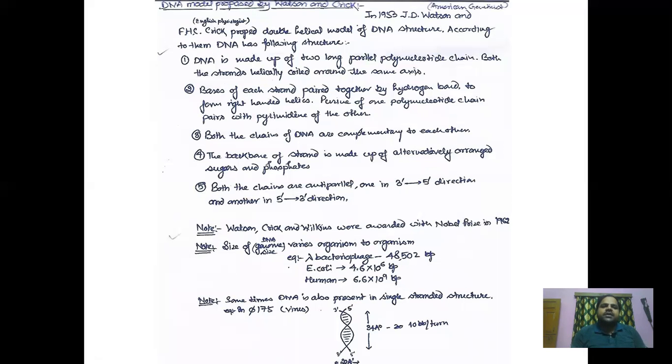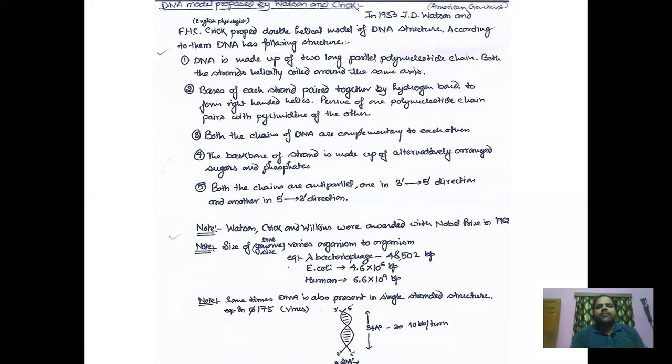So here we will see the DNA model proposed by Watson and Crick along with Wilkins. This group modified the earlier model, did some more experiments, and proposed this model. They proposed the double helical model of DNA structure, and according to them the DNA has the following structure. We will see what this group further concluded.